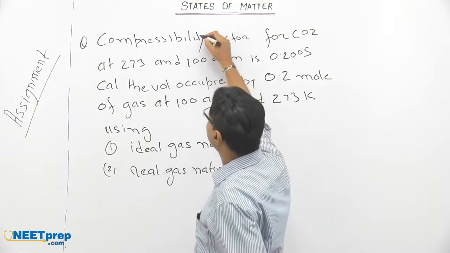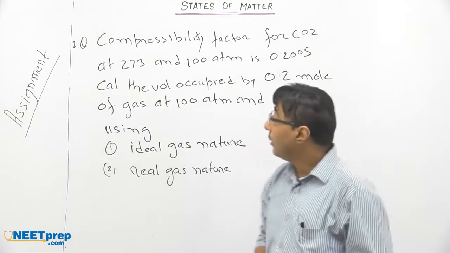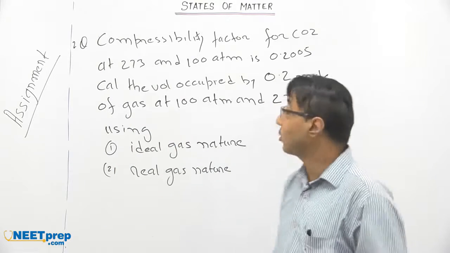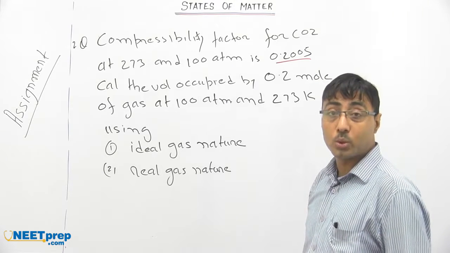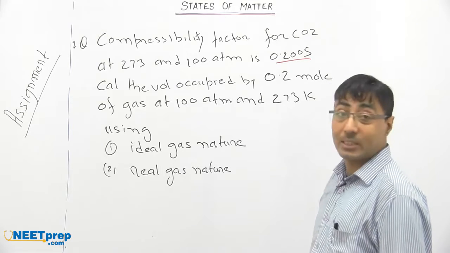So now come to this problem. This is problem number 2. This is the second problem, and here what they are telling, they have given the compressibility factor of a gas is 0.02005, and they have used the gas CO2.